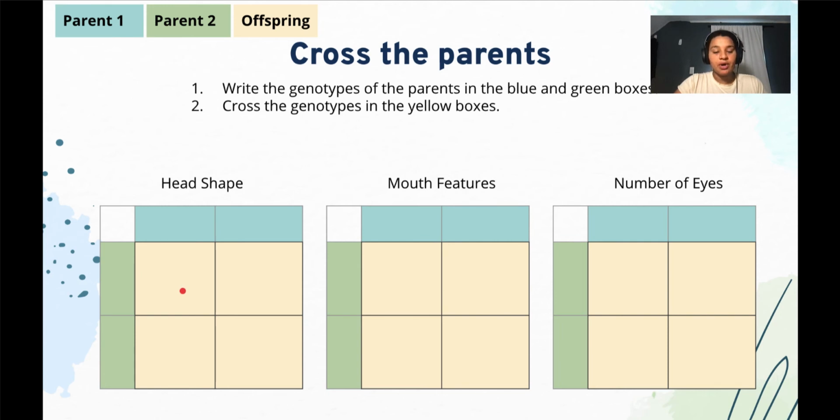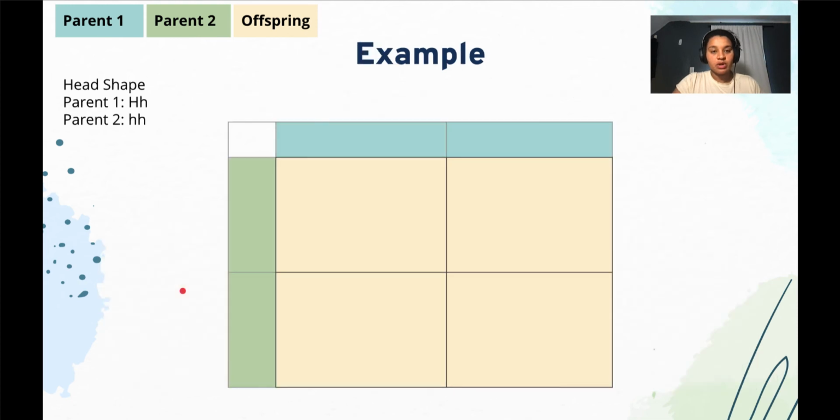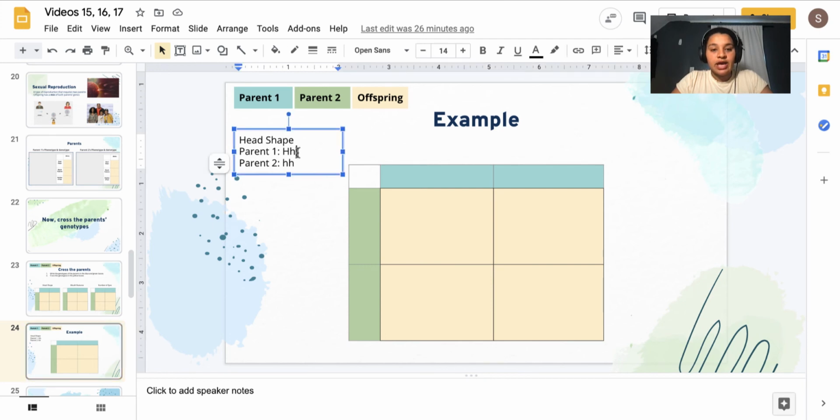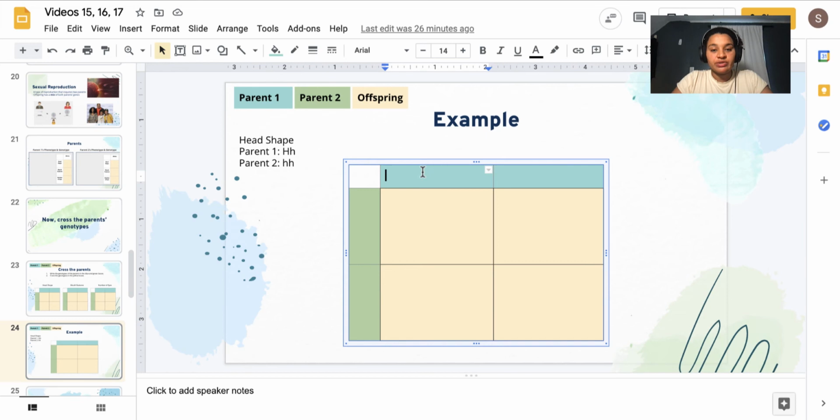I'm going to go through an example of how to do this. So let's say that parent 1 has a big H, little h as their genotype for head shape. So I'm going to put in my box big H, little h. So that is the information for parent 1. Then I'm going to go to the box down here and I'm going to put parent 2's genotype. Little h, little h.